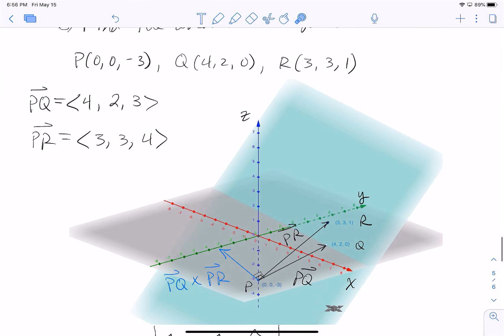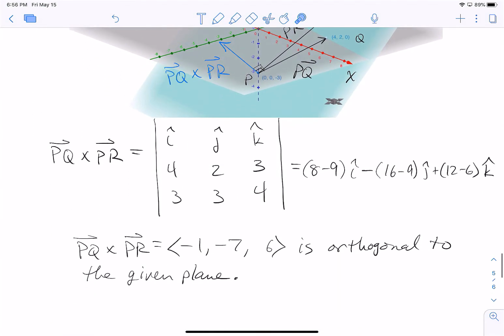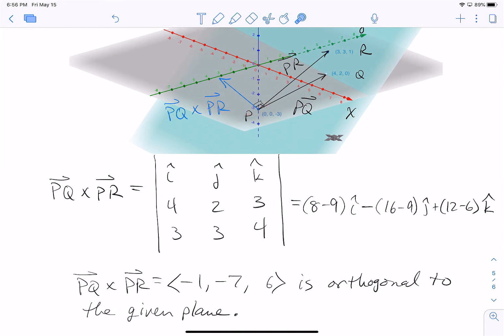Here it is. Okay, so the cross product, PQ cross PR, results in (8 - 9)i - (16 - 9)j + (12 - 6)k. So we have the vector (-1, -7, 6), which is orthogonal to the given plane, and we see that here. It's the blue vector formed by the cross product. Using the right-hand rule, we crossed PQ with PR, and so this vector points up here toward the left.